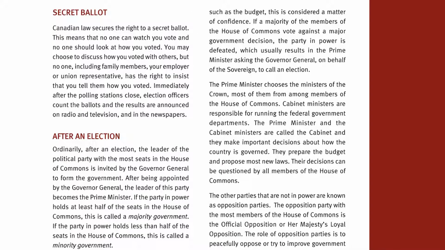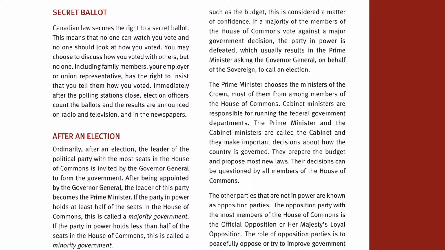Secret ballot. Canadian law secures the right to a secret ballot. This means that no one can watch you vote, and no one should look at how you voted. You may choose to discuss how you voted with others, but no one, including family members, your employer, or union representative, has the right to insist that you tell them how you voted. Immediately after the polling stations close, election officers count the ballots, and the results are announced on radio and television and in the newspapers.